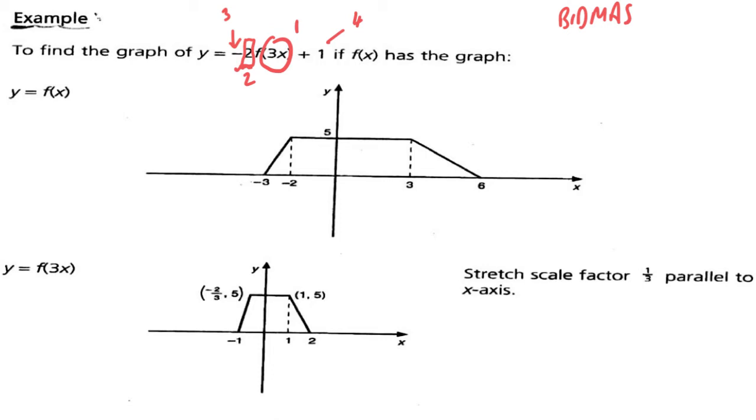So the first step we can see has been done for us. We've stretched it by a scale factor of 1/3 parallel to the x-axis. That's because our rules of f(ax) will be that it stretches it horizontally by a factor of 1/a. So the coordinates of (2, 5) has now become (2/3, 5). (3, 5) has now become (1, 5). So it's all stretched in, and (6, 0) has become (2, 0). So everything has been stretched towards the y-axis.